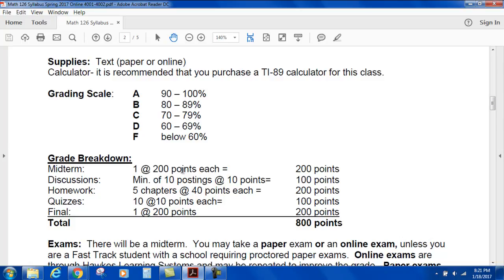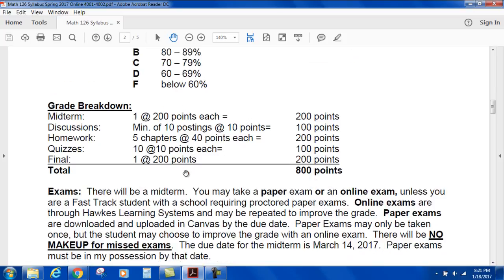Grading scale: A, B, C, D, F, pretty standard there. Grade breakdown: midterm, 1 at 200 points. Discussions: you have to have 10 postings at 10 points each, so that's 100 points. You can have 50 postings, but that gives you the maximum of 100 points there. Homework: 5 chapters of 40 points each. Quizzes: 10 at 10 points each, and a final at 200 points, for a total of 800 points.